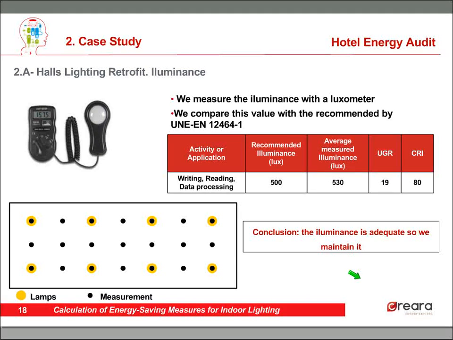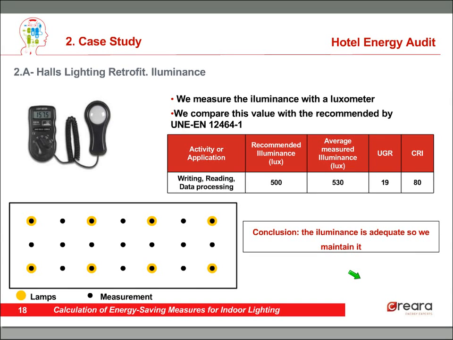First, we measure the luminance to see if it's correct. We measure the luminance, as we said, with a luxometer. And we compare this value with the one recommended by the UNE-EN 12464-1. The way we use the illuminance, we're going to use the average illuminance in the room.